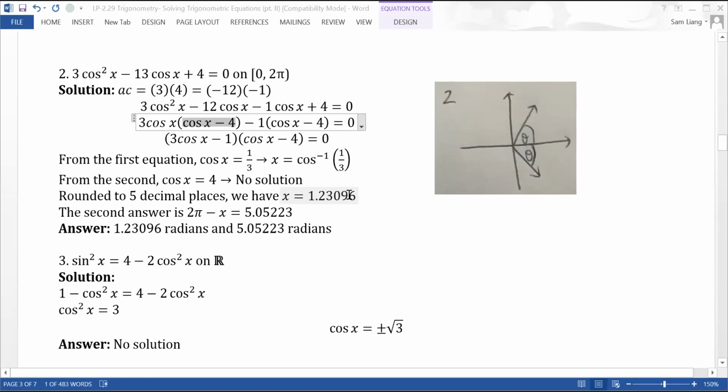The other answer, since cosine is also positive in quadrant 4, as you can see from this diagram, right, quadrants 1 and 4 are where cosine is positive. We get 2 pi minus x for the other answer. So that'll be like over here. The angle we're trying to find is in blue, right? So it's 2 pi, like 360 degrees, minus this angle here. That'll be 5.05223 radians, and that'll be both your answers for question 2.